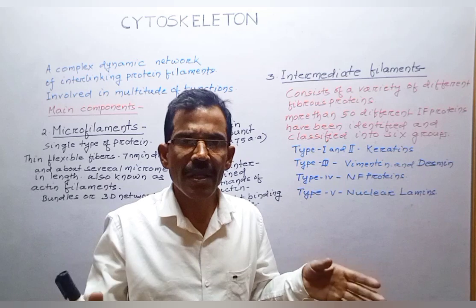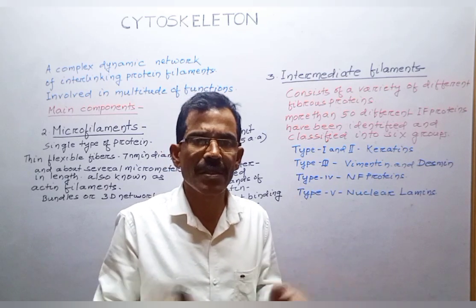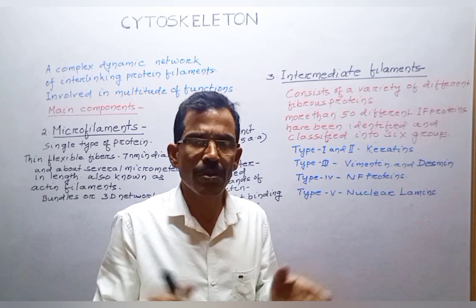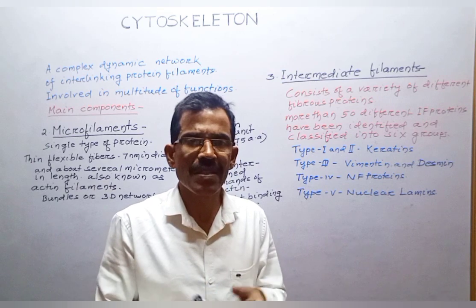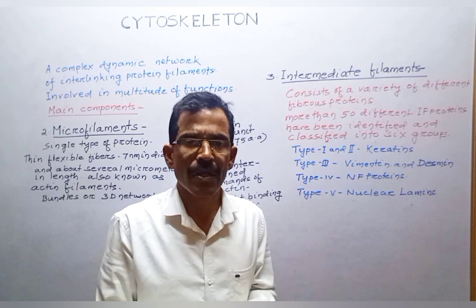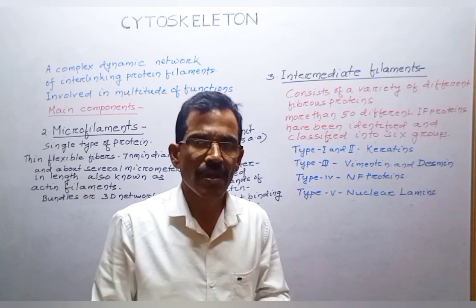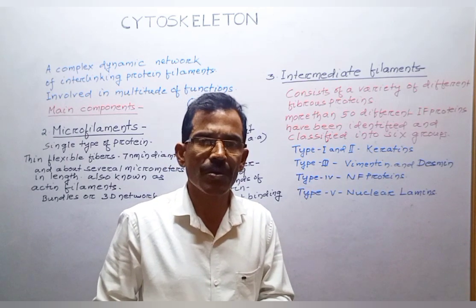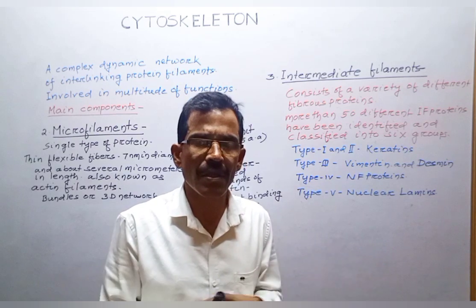So all the three components of the cytoskeleton, such as microtubules, microfilaments and intermediate filaments, are associated in specific manner to perform various roles. So friends, this is all about eukaryotic cytoskeleton.